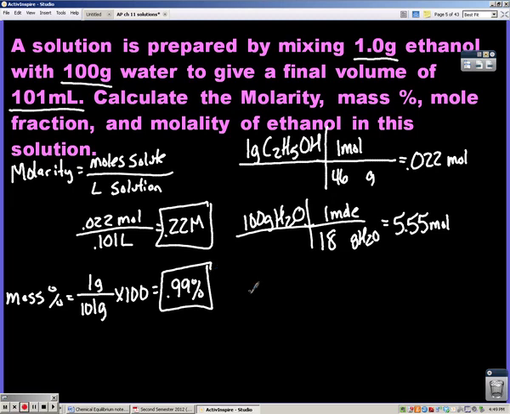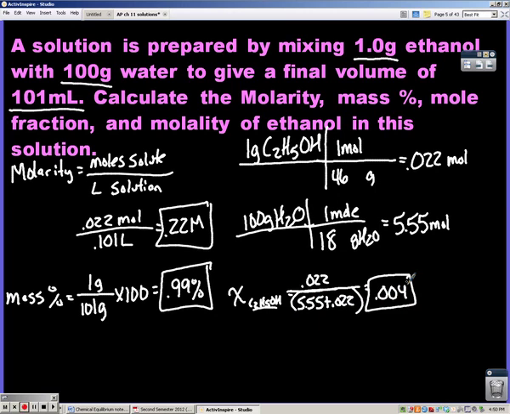Our mole fraction, we've already calculated our moles, so that's easy now. And when you do your mole fraction, list what substance you have next to the symbol. So again, it's moles of what I'm looking for over total moles. So just like mass percent, I'm going to have to add my moles up. And so I have 0.004 as my mole fraction. Again, there's no units on mole fraction.